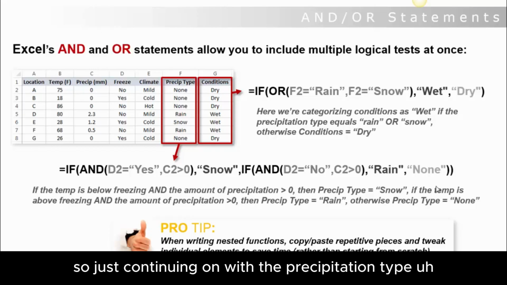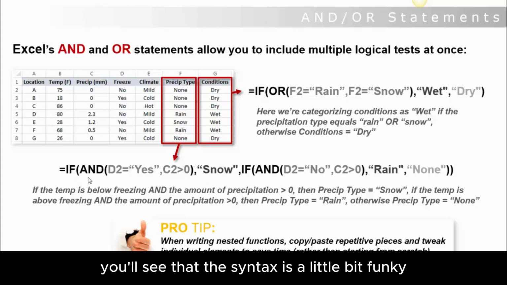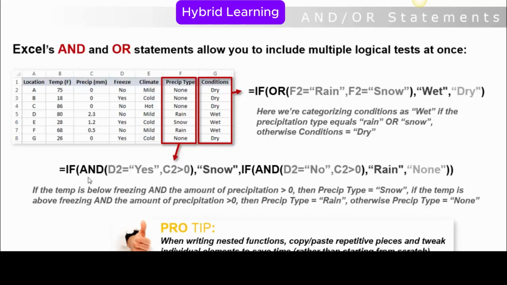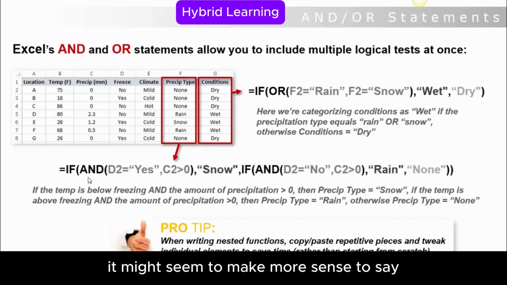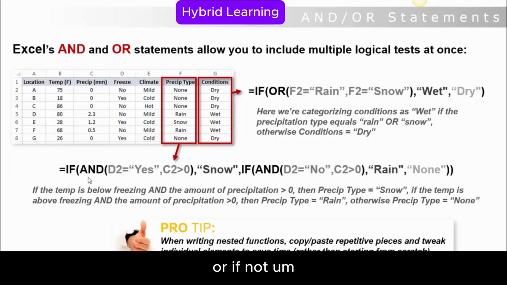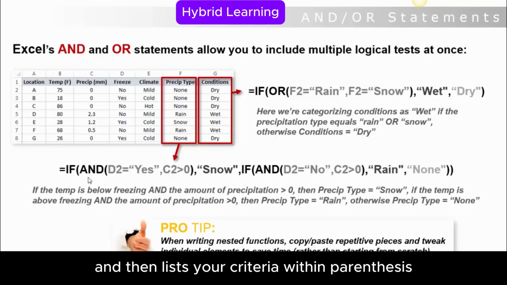So just continuing on with the precipitation type example, you'll see that the syntax is a little bit funky. It can be a little tricky to get used to. From a readability standpoint, it might seem to make more sense to say if condition 1 and condition 2, then, but in this case, Excel kind of flips it, and it always starts with if and, or if or, if not, and then lists your criteria within parentheses.